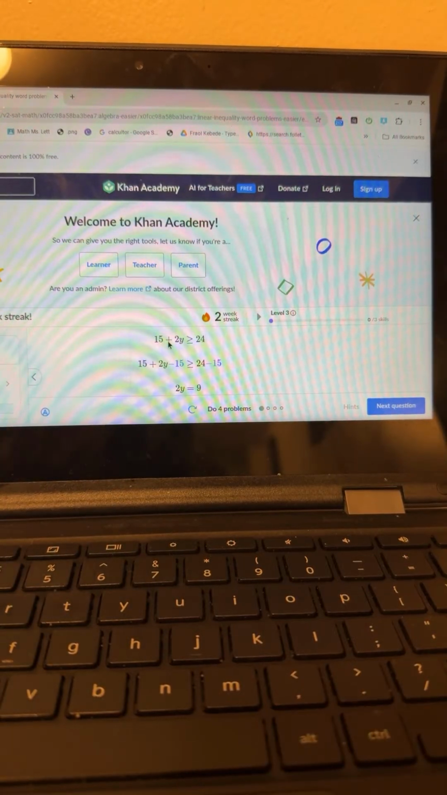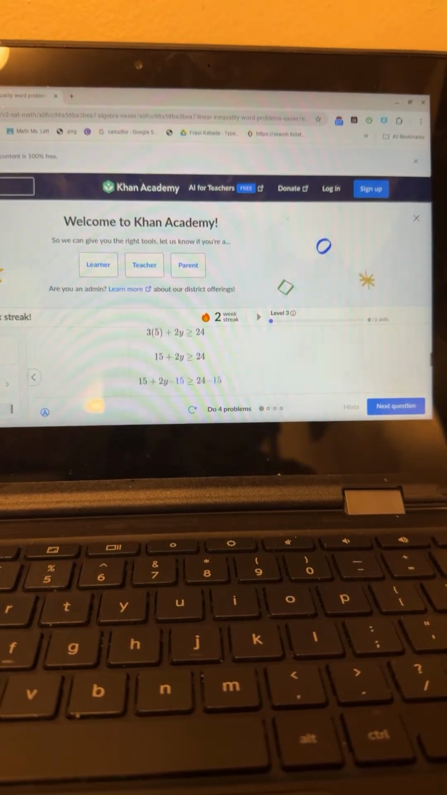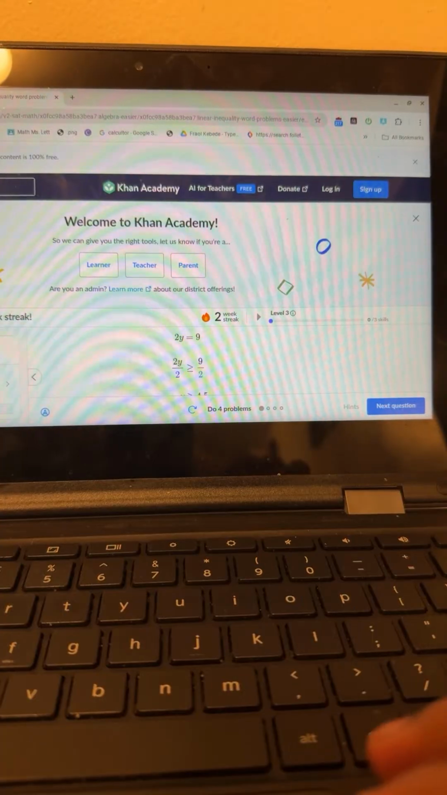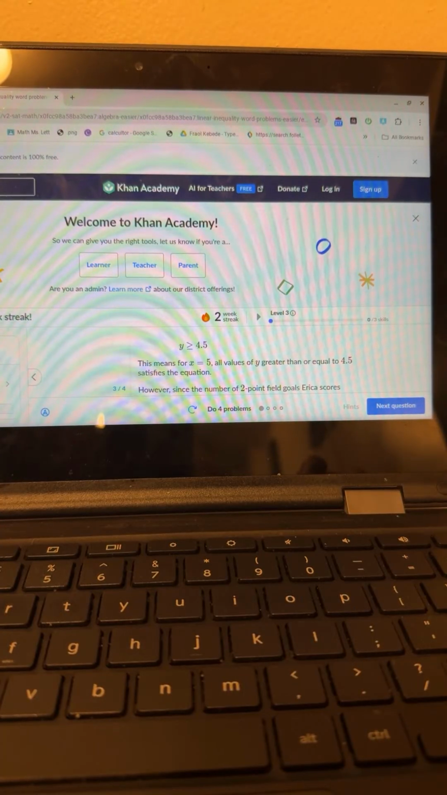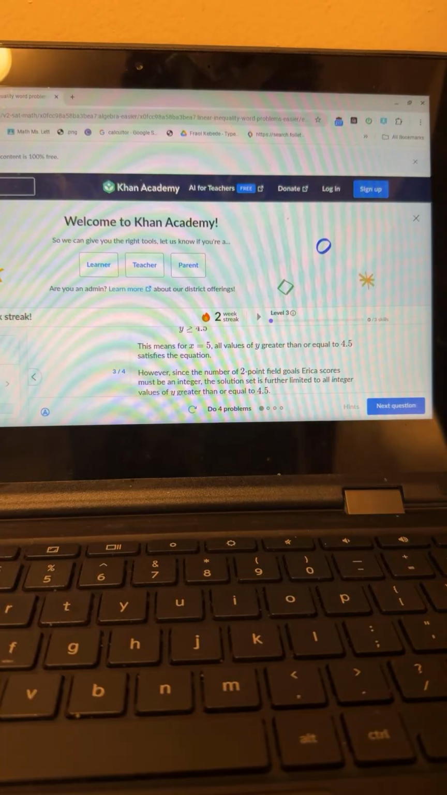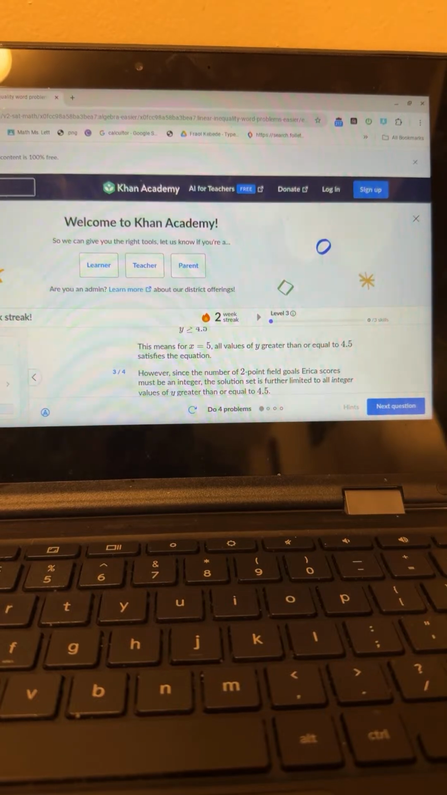15 plus 2y is greater than or equal to 24. 15 plus 2y minus 15 is greater than or equal to 24 minus 15. 2y is greater than or equal to 9, and then divide by 2, so 9 over 2. Y is greater than or equal to 4.5. This means x equals 5. All the values of y greater than or equal to 4.5 satisfy the inequality.